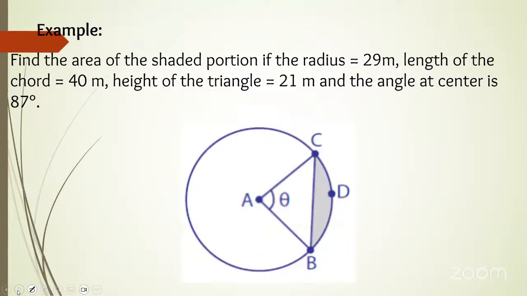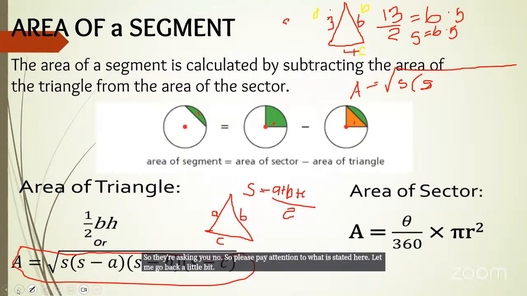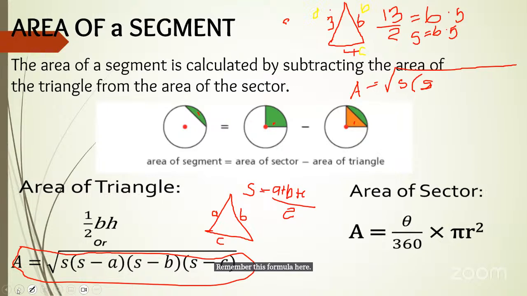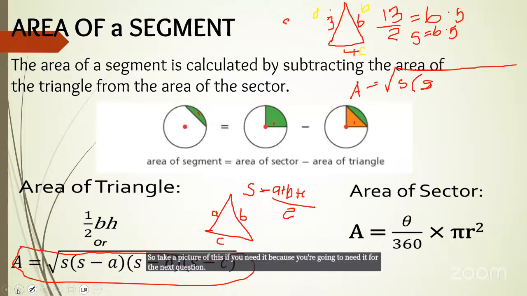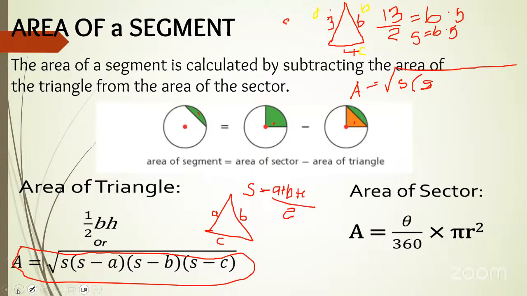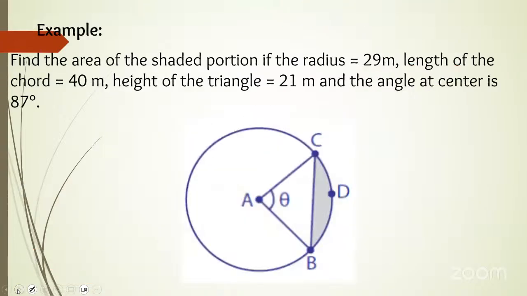All right, so here we have an example. Remember what we looked at before? So they're asking you now, so please pay attention to what is stated here. Let me go back a little bit. Remember this formula here. Area of the segment is equal to area of the sector, and we're taking the area of the triangle from that. So take a picture of this if you need it, because you're going to need it for the next question. Have the picture?